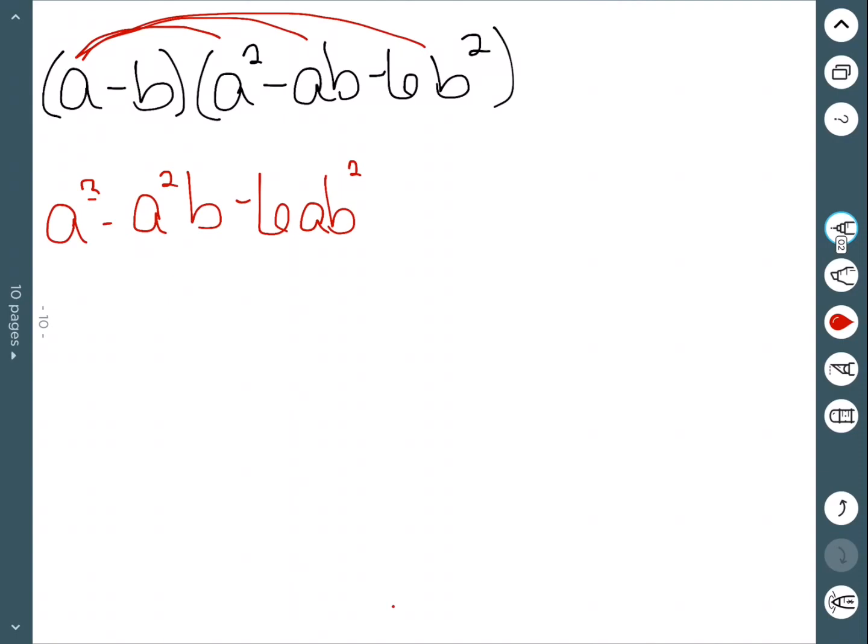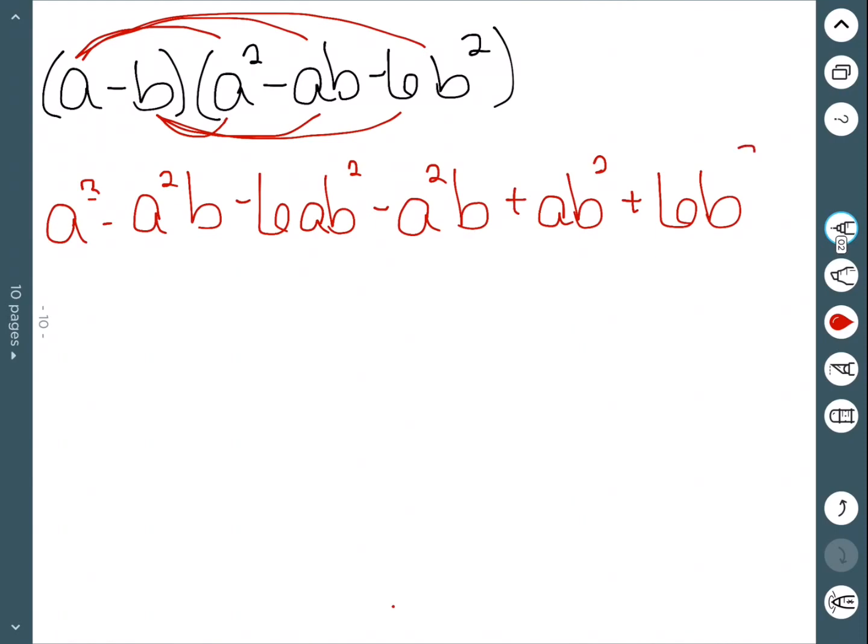We're then going to multiply by the b. Negative b times a squared is negative a squared b. Negative b times negative ab is positive ab squared. Then negative b times negative 6b squared is positive 6b cubed.